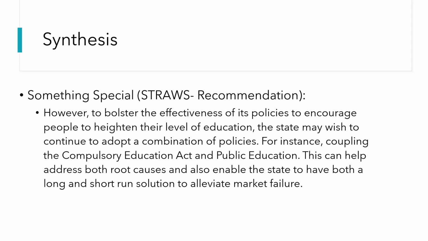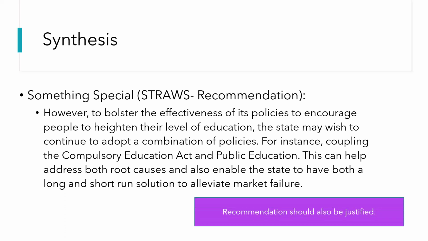However, even after saying that we choose one as the best policy, we can go further and beyond. We can give out something special. So, our something special here is a recommendation. We can actually recommend a two-prong approach. This two-prong approach is that we choose both this regulation as well as public education.